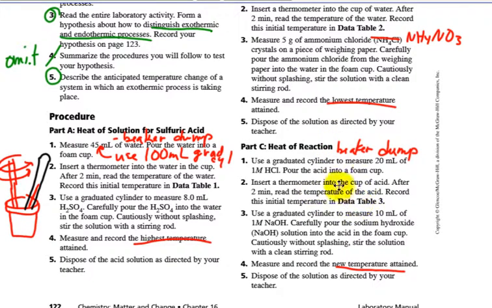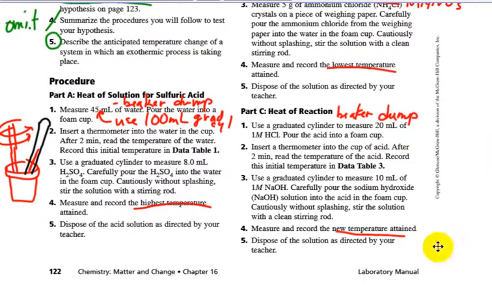cup. Heat of reaction. Use a graduated cylinder to measure 20 mL of 1 molar acid. Pour it into the foam cup. Again, thermometer after 2 minutes. Use a graduated cylinder to measure 10 mL of sodium hydroxide. Pour that in the cup and stir and look at the thermometer. Measure and record the new temperature attained. Try to look at when it stops moving. That's a hint. And then you can dump it in the acid beaker as well, even though it should technically be neutral.